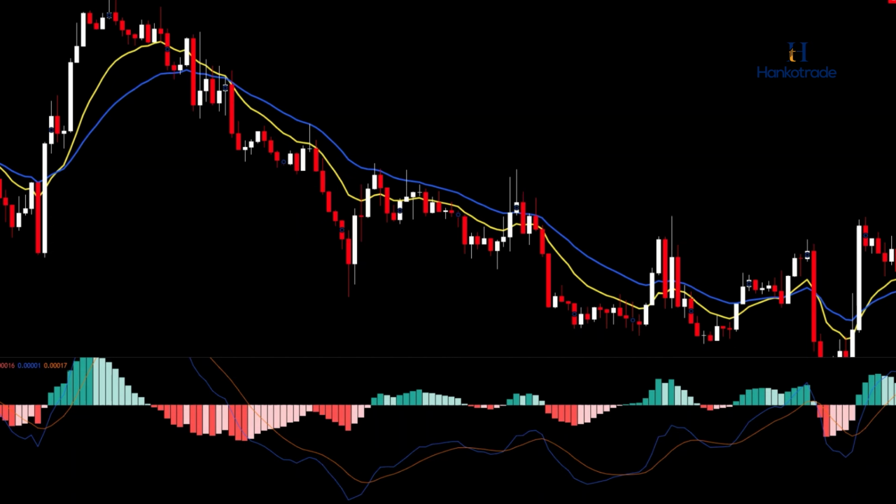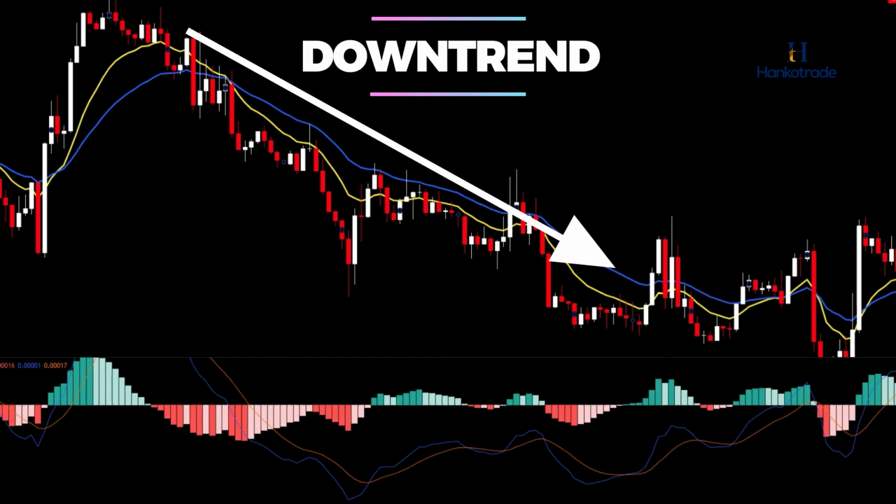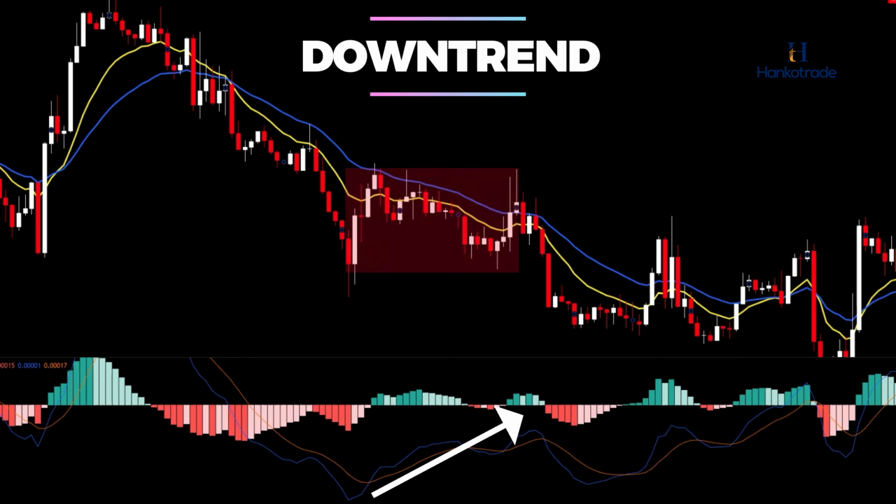So here we can observe that the overall market is in a downtrend. However, the MACD is crossing upwards. Notice how the signals are contradictory. The MACD indicates a bullish momentum, but the market is clearly in a downtrend. This is precisely why relying solely on the MACD is not advisable.